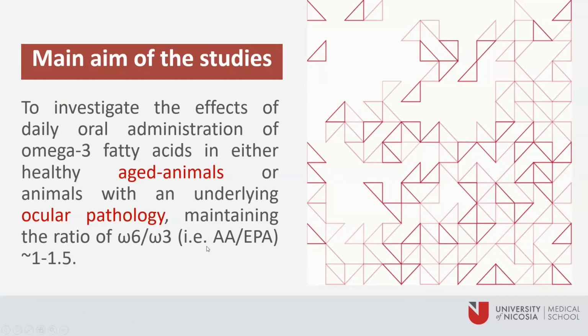The ratio that we were looking at in particular was the AA over the EPA. The reason why we try to maintain this type of ratio is because we did some preliminary studies before we actually performed the efficacy studies. And we have seen that when the ratio is quite low, we do have a significant increase of EPA in the retina.